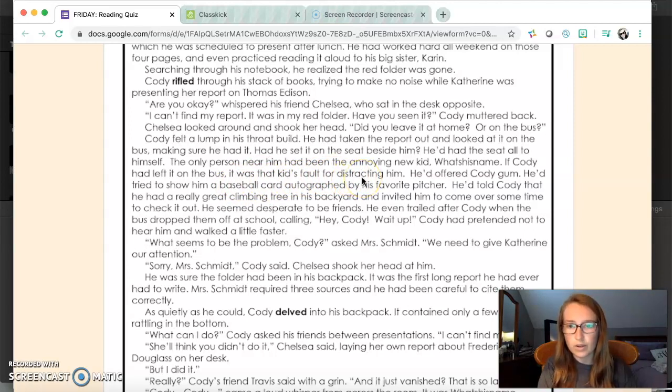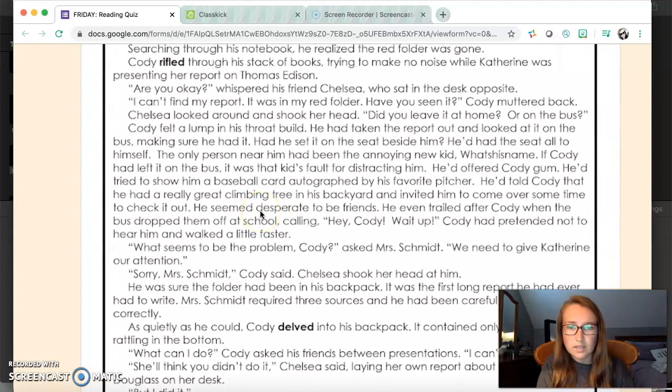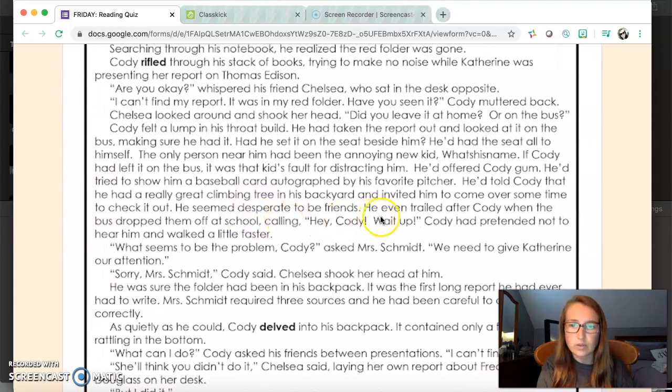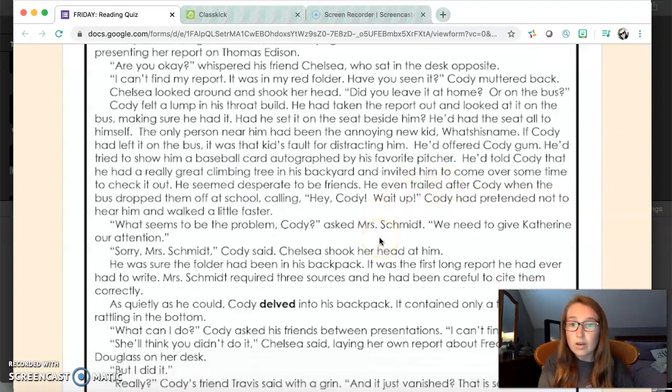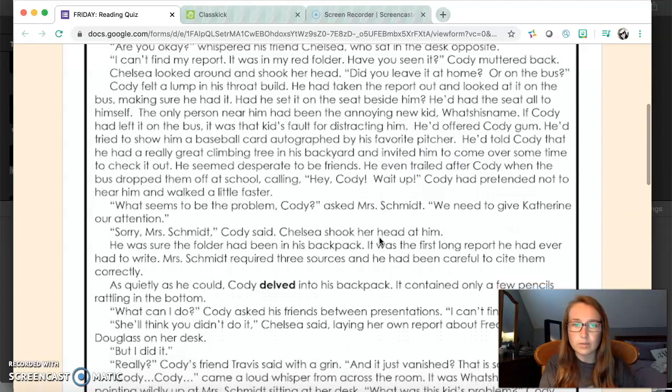He'd offered Cody gum. He'd tried to show him a baseball card autographed by his favorite pitcher. He'd told Cody that he had a really great climbing tree in his backyard and invited him to come over sometime to check it out. He seemed desperate to be friends. He even trailed after Cody when the bus dropped them off at school, calling, "Hey Cody, wait up!" Cody had pretended not to hear him and walked a little faster.